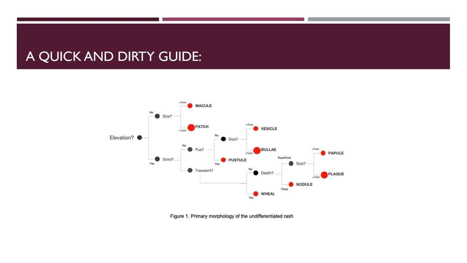This is a really quick, easy kind of diagram that helps walk you through describing things. Like I said, first question, if it's flat or not. So if it's flat, it's either a macule or a patch, and it depends on what size it is. The cutoff is 1 centimeter or about the end of a pencil. If it's small, it's a macule. If it's big, it's a patch.